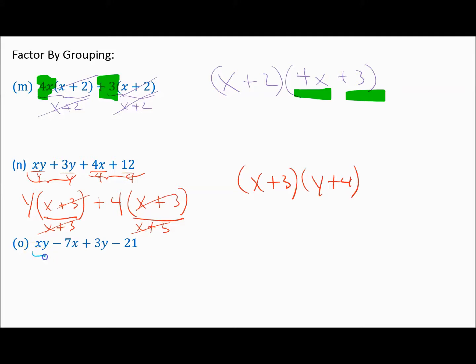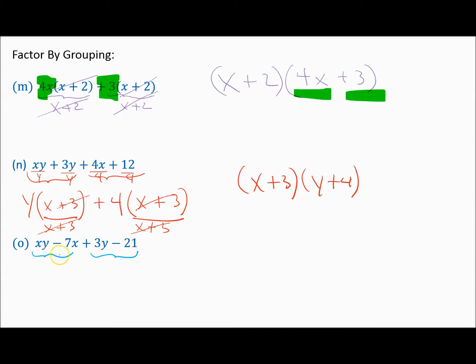So the first set and the second set. But now always look for a greatest common factor. And when I'm looking, I don't see an x in every one of these terms. There's not a y in every one of these terms. There's not a 7 that goes into every one of these terms, or a 3 or a 21. There's no way to divide all 4 terms by the same number. So what we're going to do is group them together.